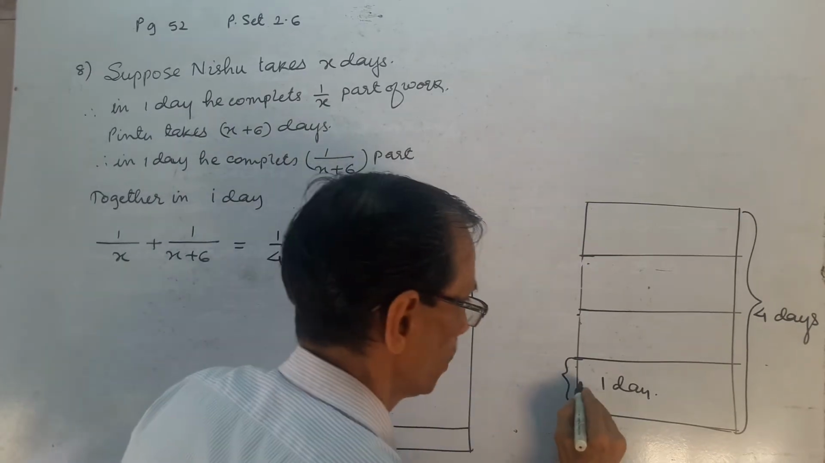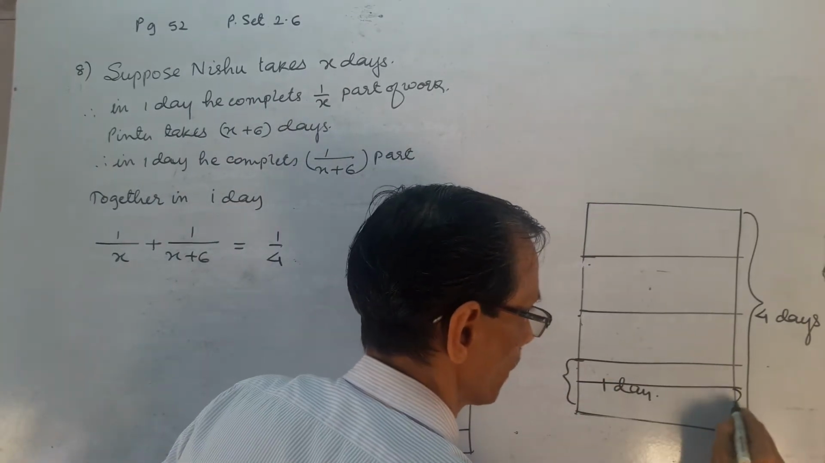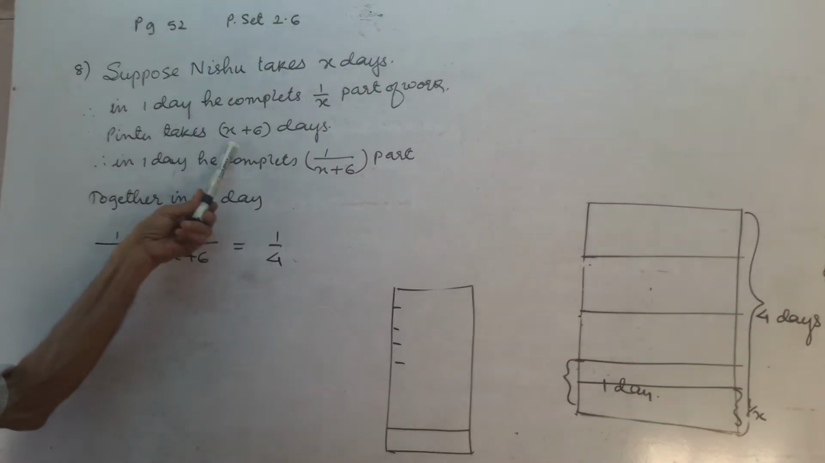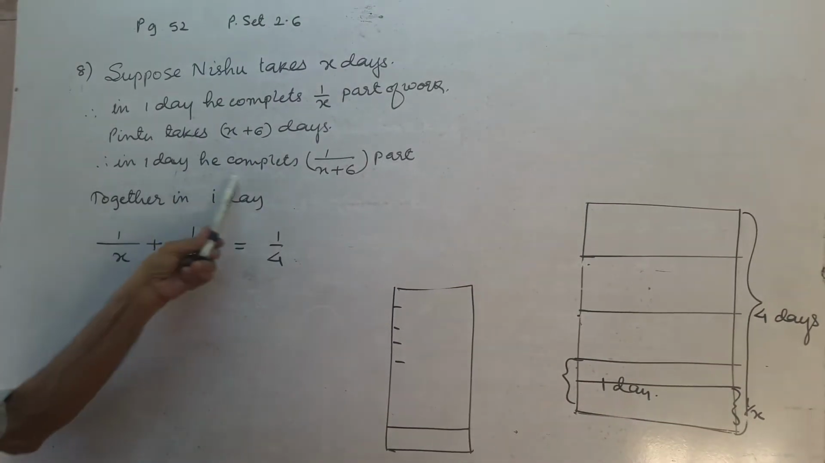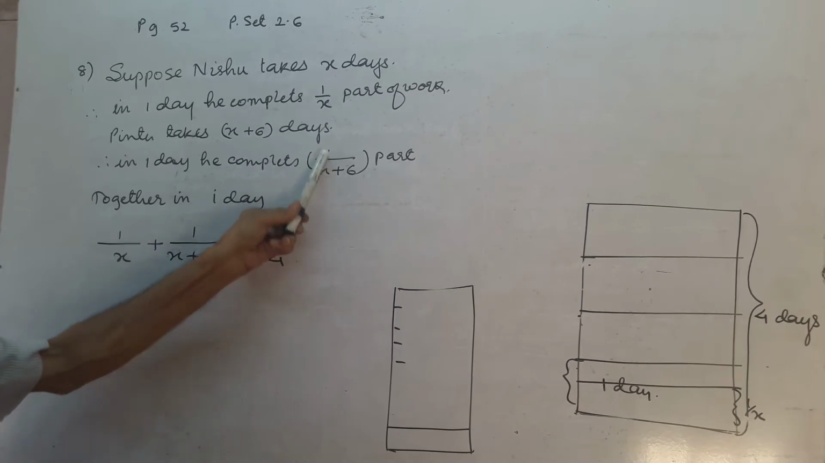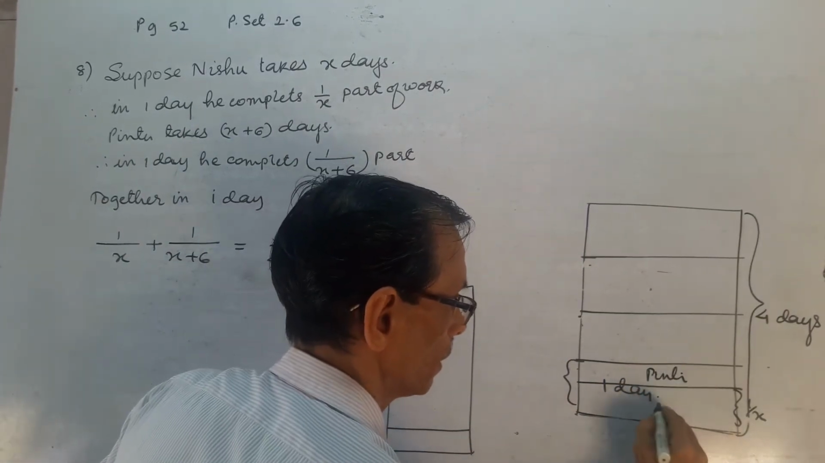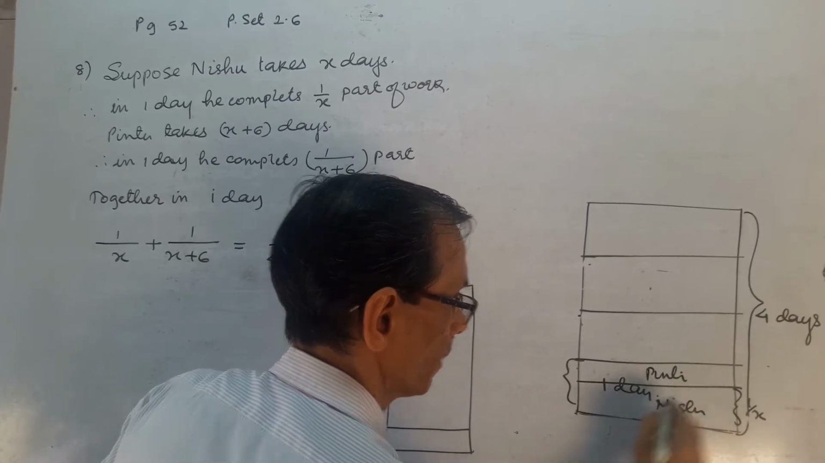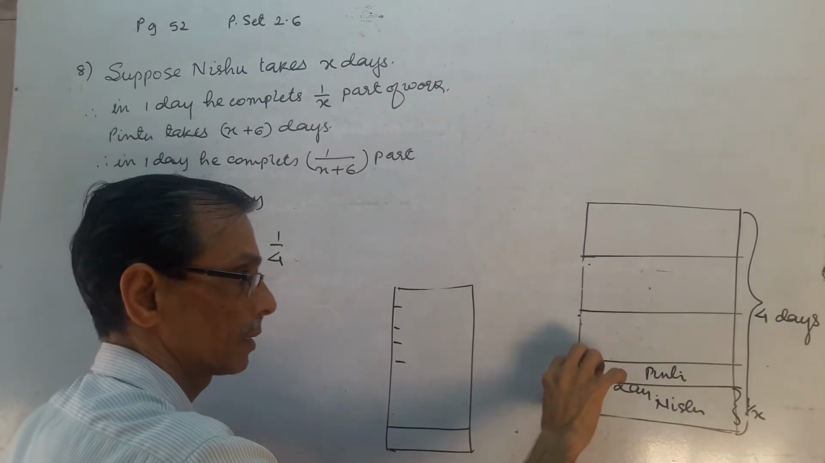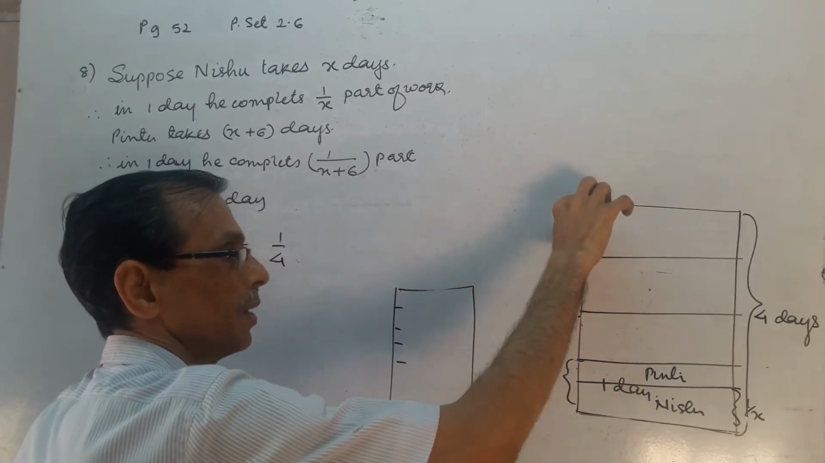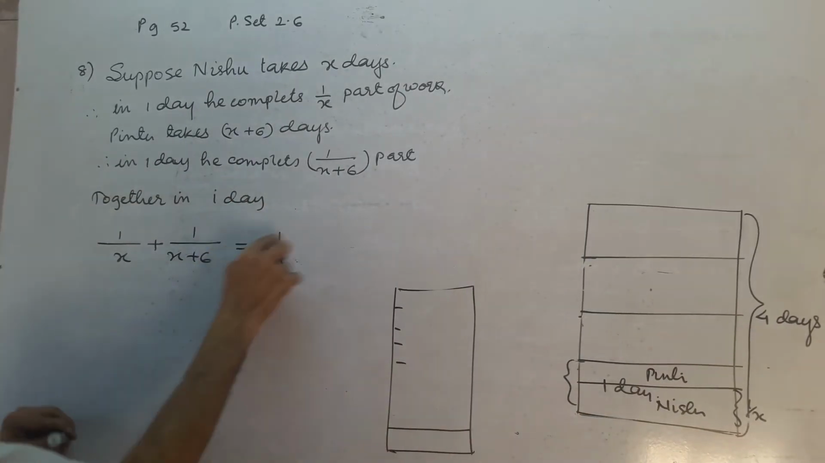So here Nishu completes 1 upon X part. And Pintu takes X plus 6 days, and therefore in one day he completes the reciprocal, 1 upon X plus 6. So this is Pintu, and this is Nishu. Together they complete the work in 4 days, so together they complete 1 upon 4 part.